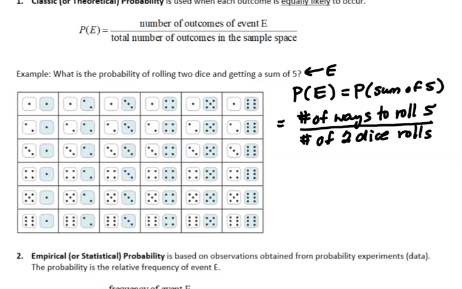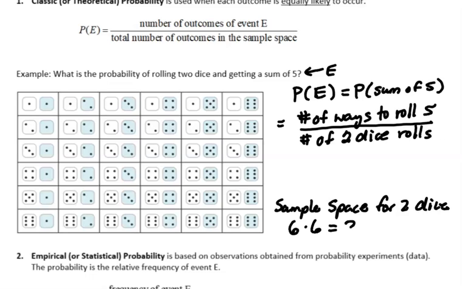Well, we can use the fundamental counting principle to find the sample space for rolling 2 dice. I'm going to write this down here. Sample space for 2 dice. Well, it would be 6 different numbers for the first dice times 6 different numbers for the second dice. So there's 36 different ways to roll 2 dice. And you can see this in the charts. There's 6 across and 6 down. I actually use 2 different colors here so it'd be easier to see.